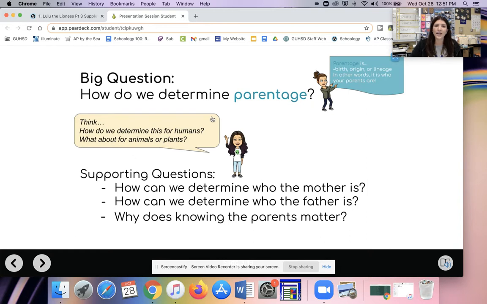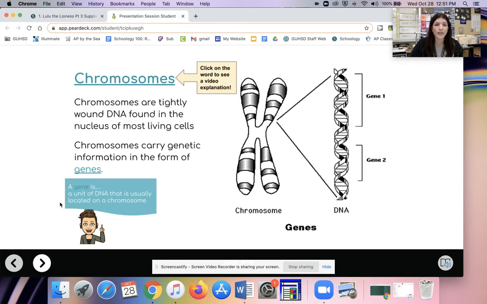So after you answer that, then you're going to go through and look at the introduction slides. So remember, our main question we're trying to answer is how do we determine parentage? What's the best way to figure out who the parents of these cubs are? On these slides, I go through and talk about a lot of things that you should have learned in the genetics video, but I want to make sure you are clicking on the word. So it says click on the word to see a video explanation. You absolutely should be doing that on any slide you see.